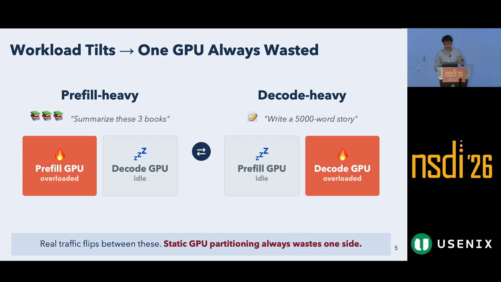Let me make this concrete with two examples. Imagine a user asks to read three textbooks for a brief summary. That's a massive prefill-heavy task. The prefill GPU is overloaded while the decode GPU sits nearly idle. Now flip it. For example, write me a 5,000-word story. It's a very tiny prompt, but it leads to a very long output. In this case, decode is now the bottleneck and the prefill GPU is idle. Whichever way you provision, you will waste a certain amount of hardware during serving. In production, both scenarios occur within the same hour.